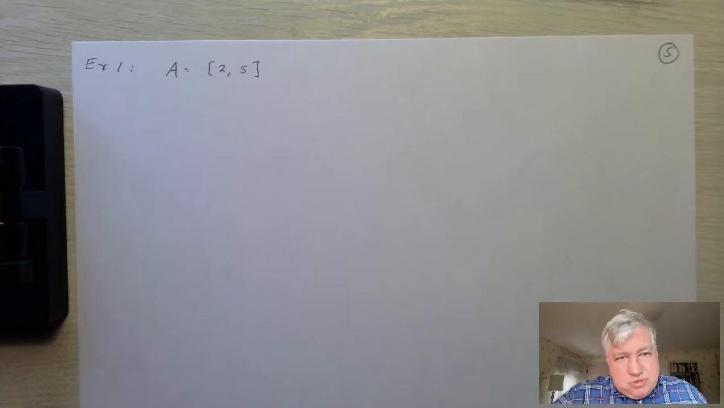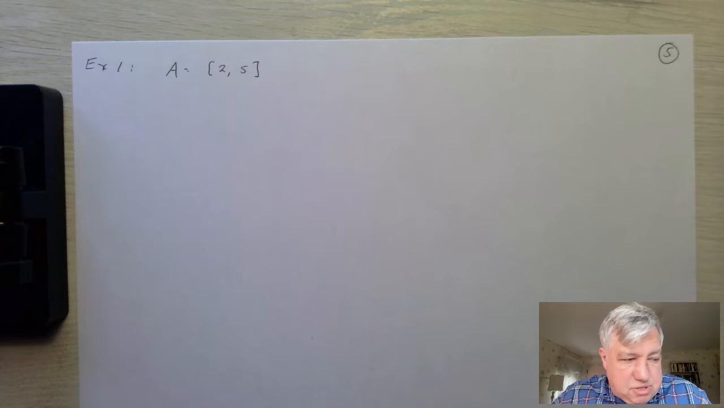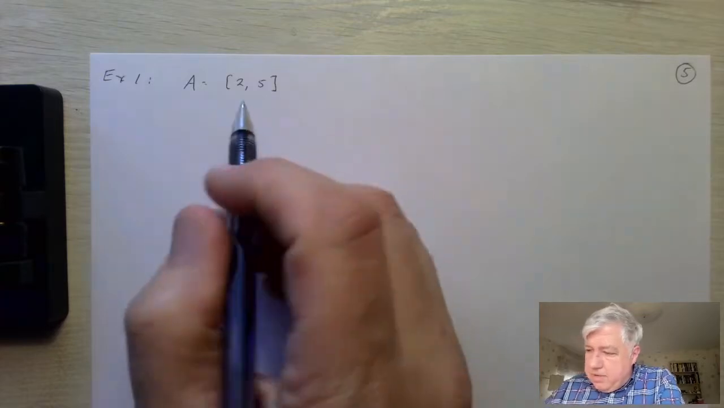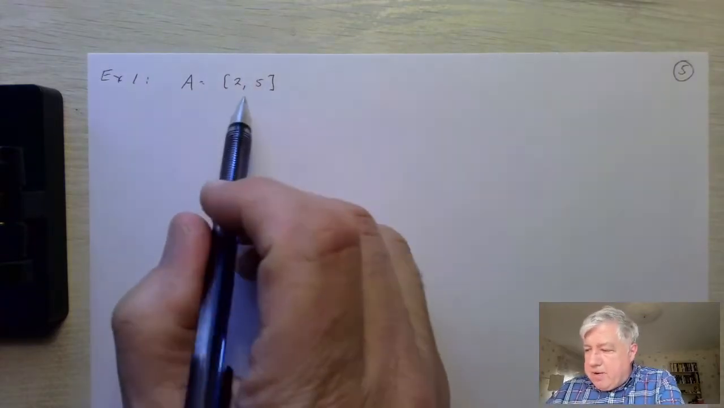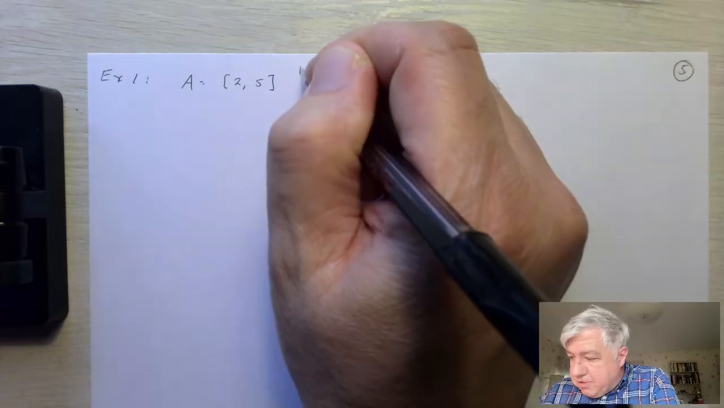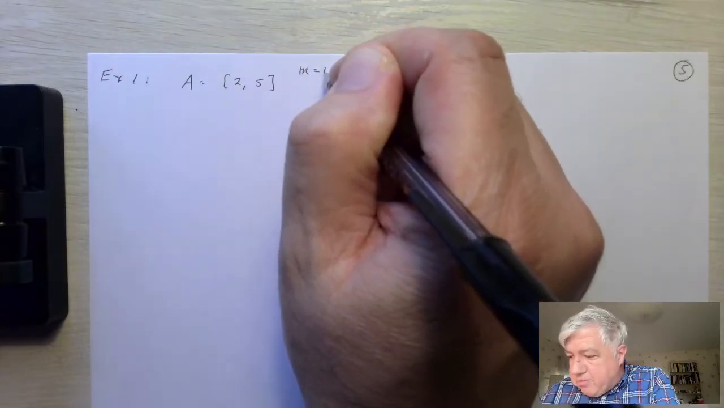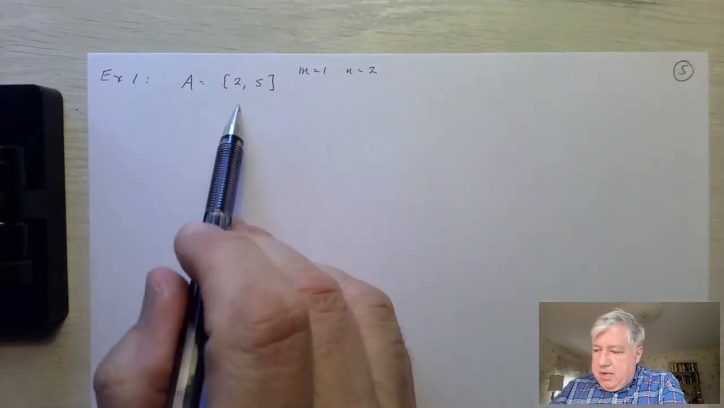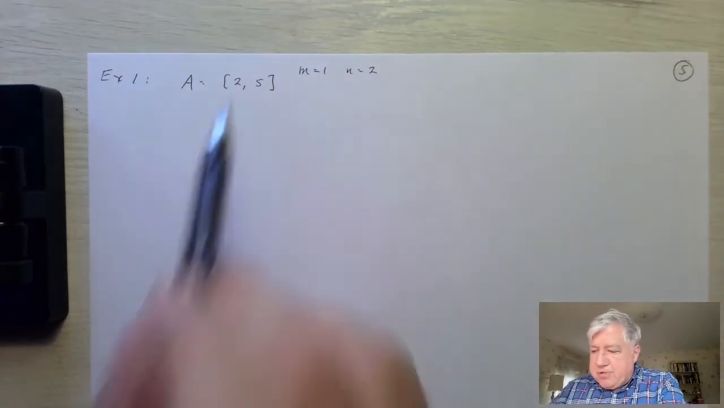Right now I want to do a couple of examples, and this first one might seem a little silly because the matrix is so small, but let's just go through the process of what we did to find the singular values in the decomposition. So here we have a 1 by 2 matrix, so you can see that m equals 1 and n equals 2, and we have this matrix [2 5].